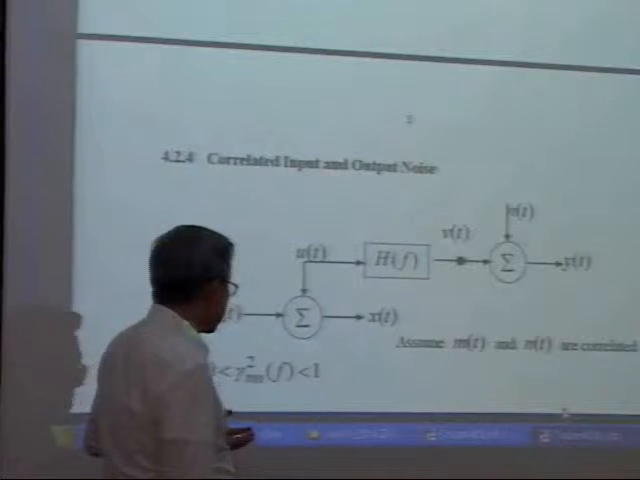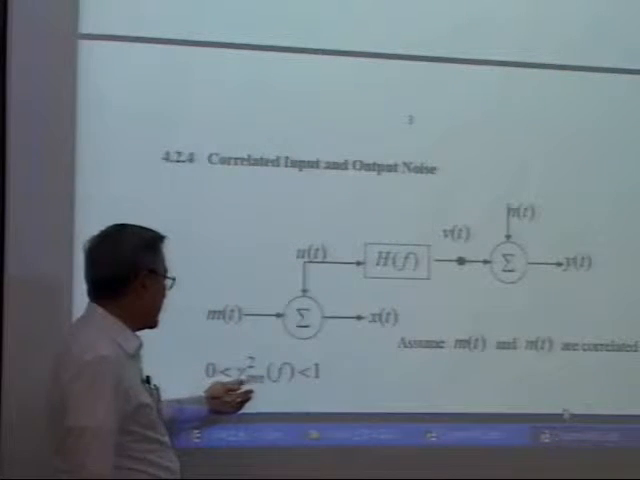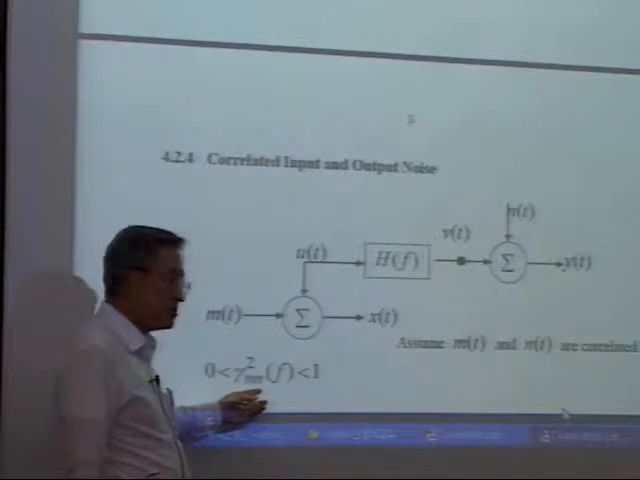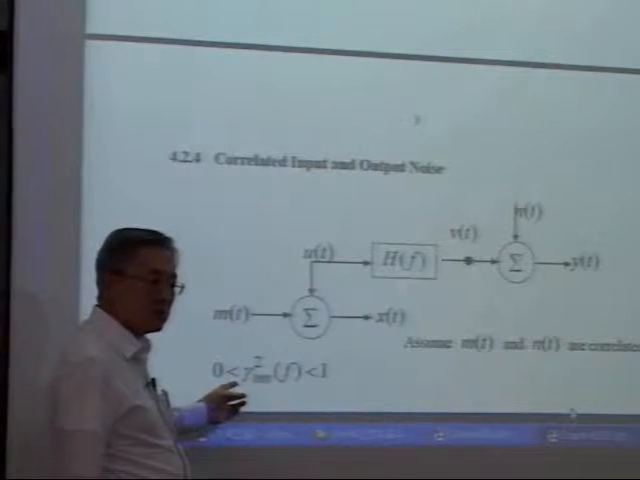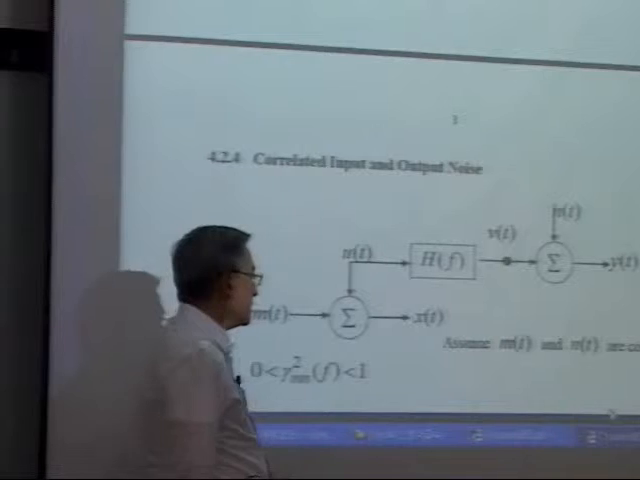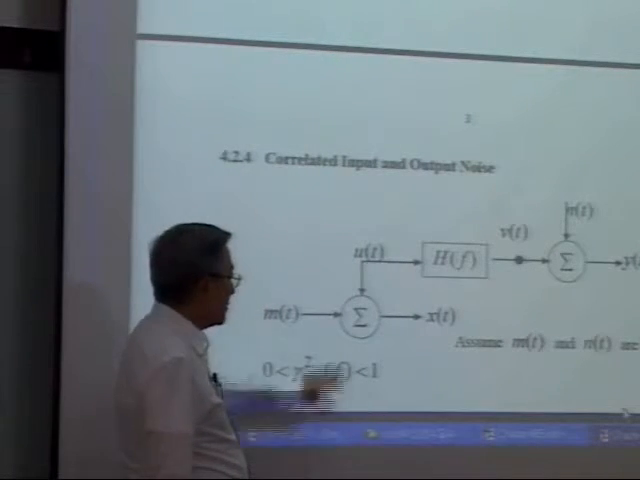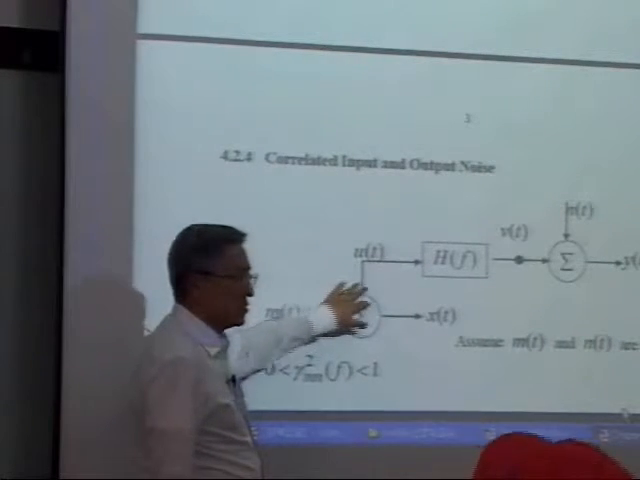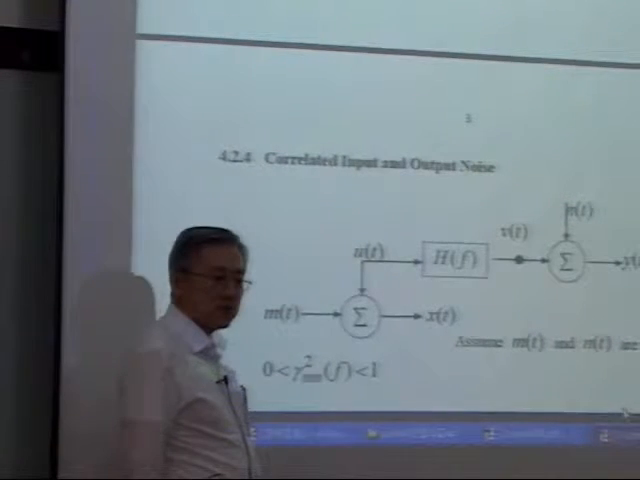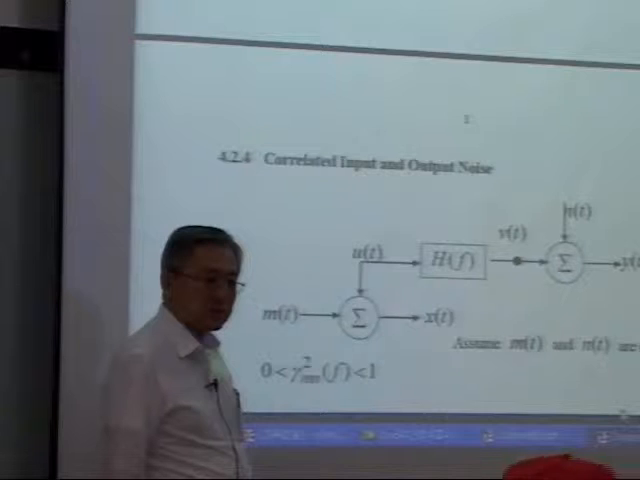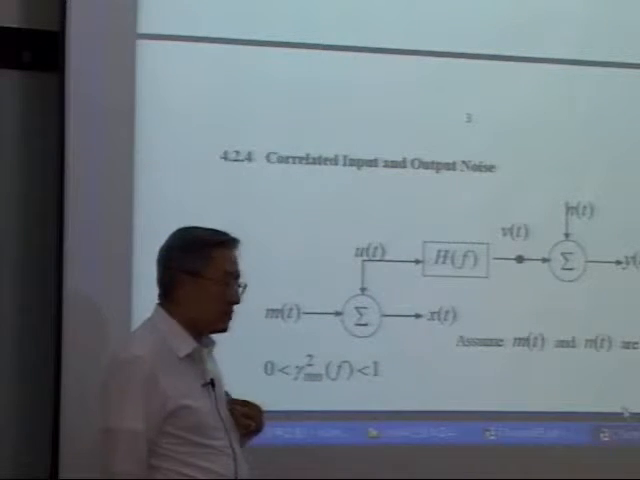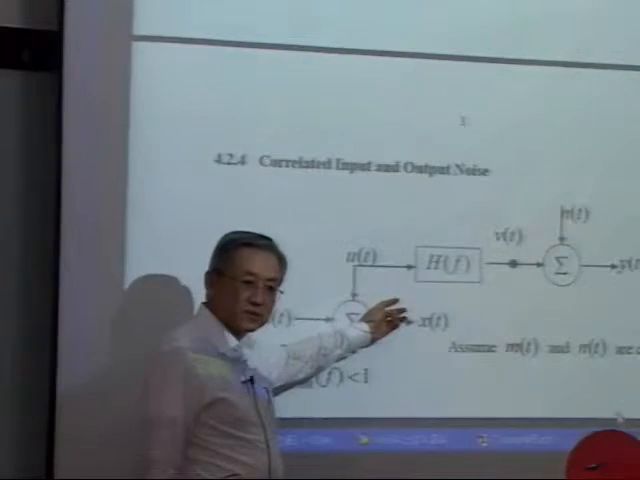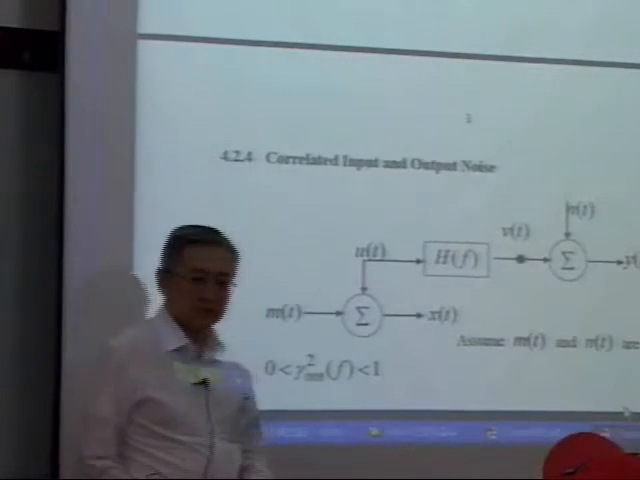noise source. And the gamma mn squared, the coherence function for the noise, ranges between 0 and 1. On the input side, of course, we assume the M is not passing through the system. Another case you can think of is input. This can be passed through the system and vice versa.